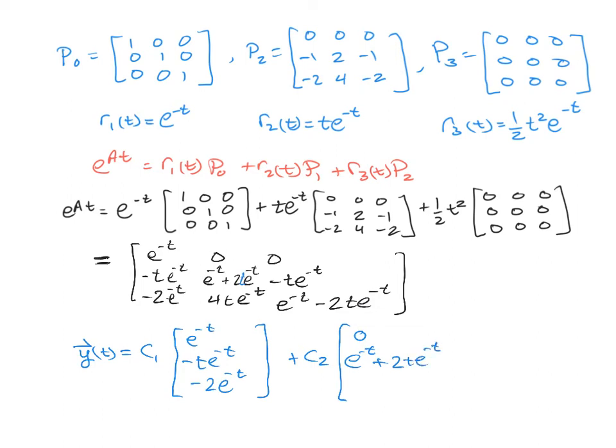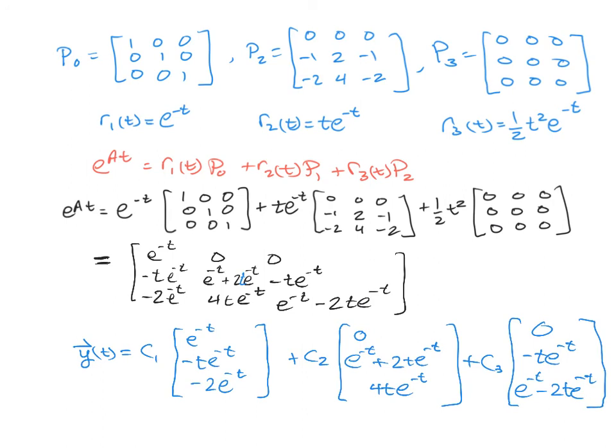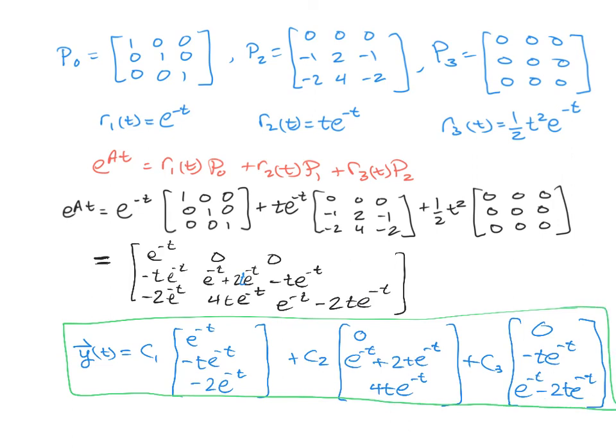And then finally, we're going to have down here a 4t e to the negative t, and then a third constant c3 times 0, negative t e to the negative t, and then e to the negative t minus 2t e to the negative t. And that right there is the general solution for the matrix problem, y prime equals A times y.